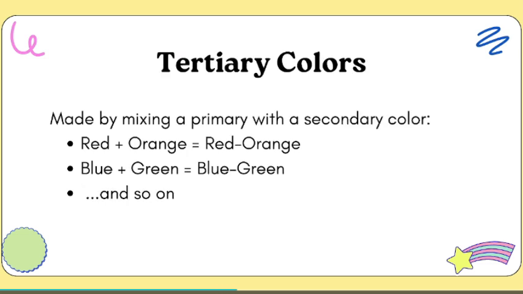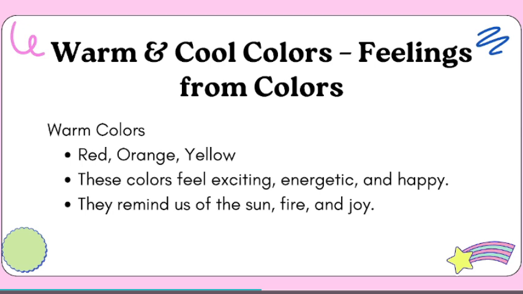Secondary colors can be made by mixing 2 primary colors. Then we also looked at tertiary colors, which are made by mixing a primary color with a secondary color. Like we have red, which is a primary color, and orange, which is a secondary color, equals red-orange. And so on. We also looked at warm colors and cool colors.